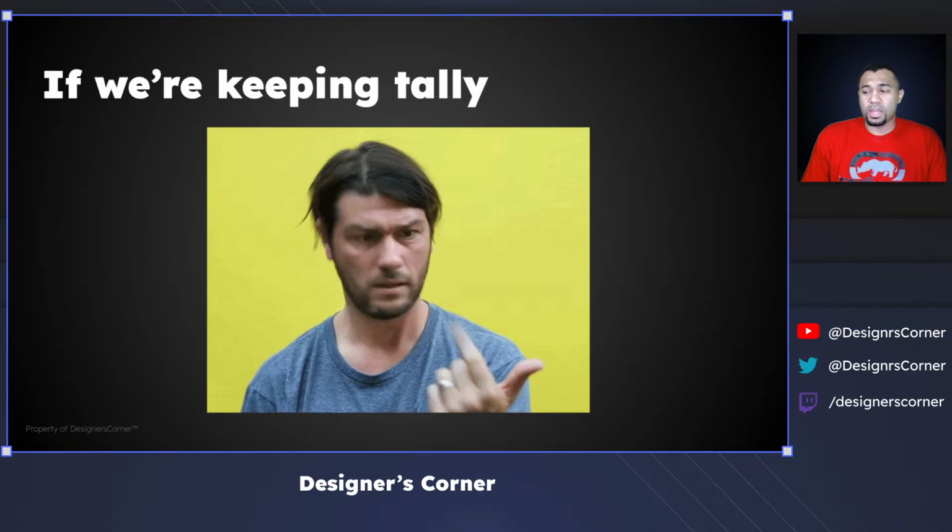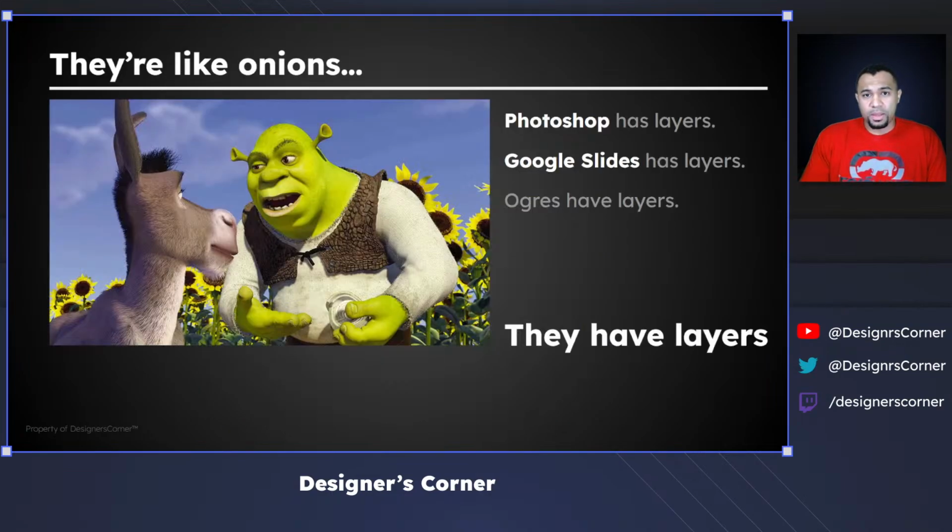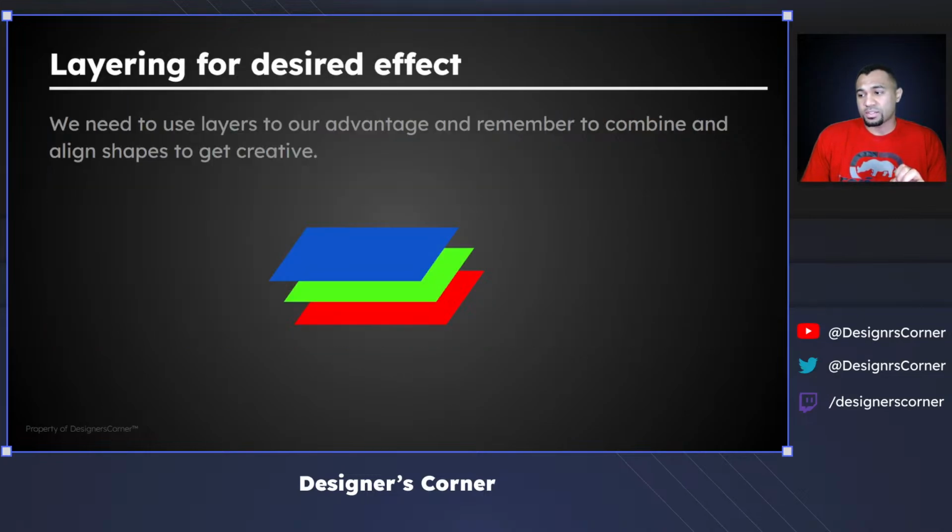So for right now, if you're keeping tally, Photoshop has layers, Google Slides has layers. They both have layers, and this is very important when it comes to crafting your slide and understanding where you're going with your presentation. Because again, we don't have as many features in Google Slides as we do in Photoshop. So being able to manipulate the layers is something that's going to give us the desired effect for what we're trying to achieve when we're creating slides.